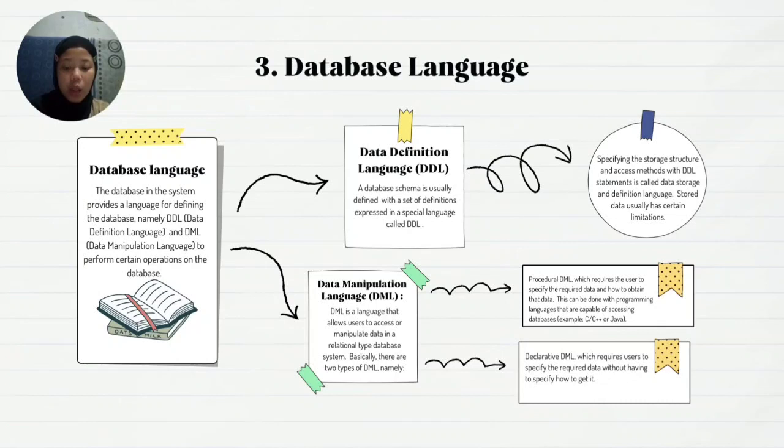Procedural DML requires the user to specify the required data and how to obtain that data. This can be done with programming languages that are capable of accessing database. Declarative DML requires the user to specify the required data without having to specify how to get it.